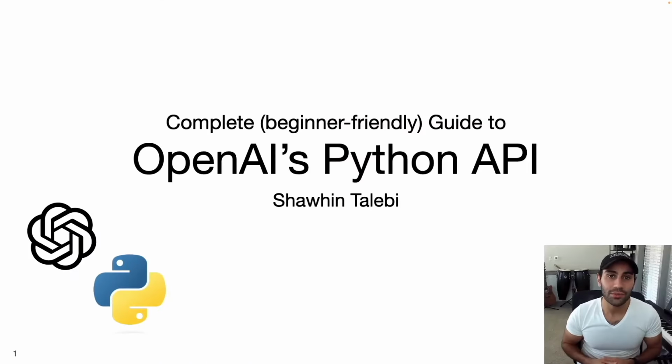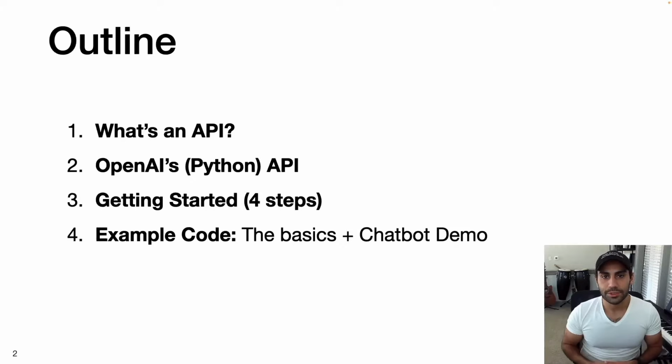Like I just mentioned, this video is going to be all about OpenAI's Python API. And the goal of this is to serve as both a complete and beginner-friendly guide. So here's what we're going to talk about today. I'm going to start with what's an API, then I'm going to move on to specifically OpenAI's Python API. Then I'm going to talk about how to get started, setting up an account, and other things like that. And then finally, we'll get into some example code going over both the basics and showing you how to make a chatbot with the API.